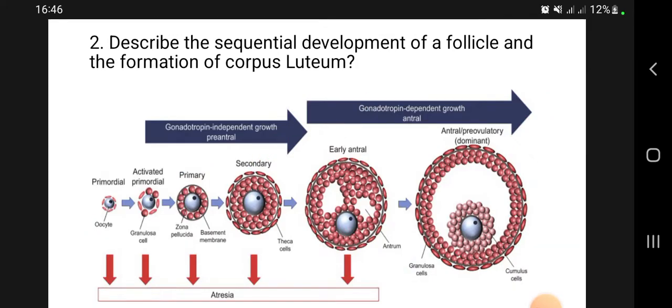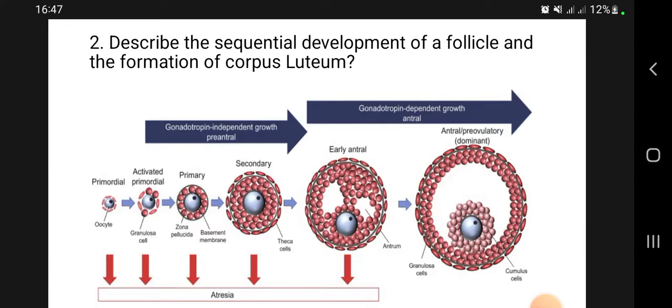Now, the other part of the objective asks, how is the corpus luteum formed? After ovulation, the remnants of the Graafian follicle are going to transform into the corpus luteum under the influence of luteinizing hormone. Thereafter, the corpus luteum will begin to secrete progesterone and some estrogen, preparing the endometrium for possible implantation of a fertilized egg, in case the egg which has been released becomes fertilized. So we need to prepare the uterus for possible implantation.